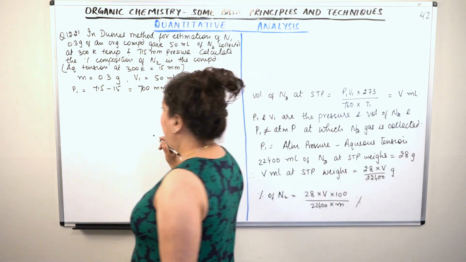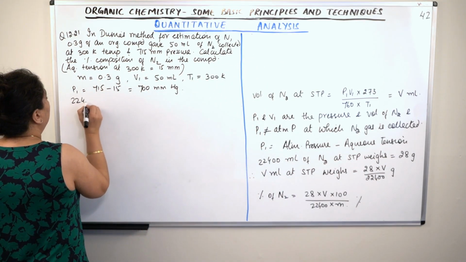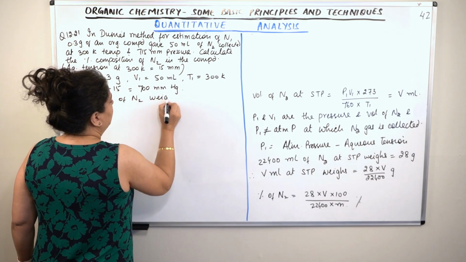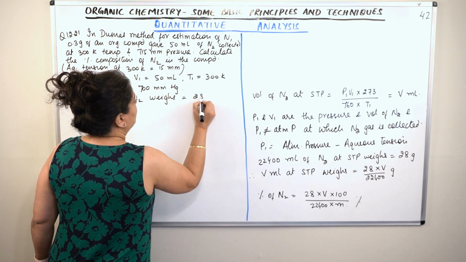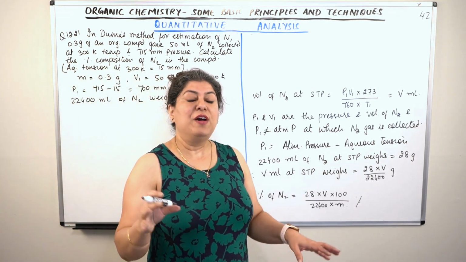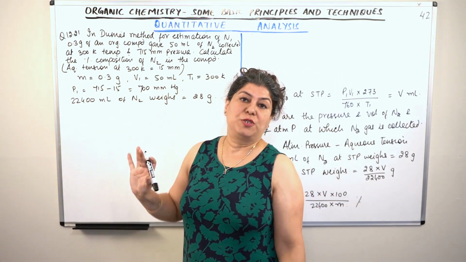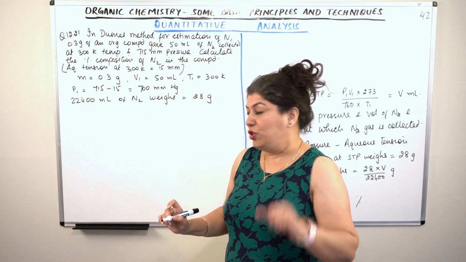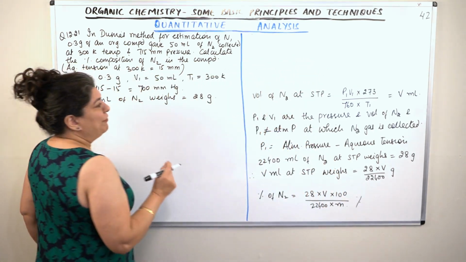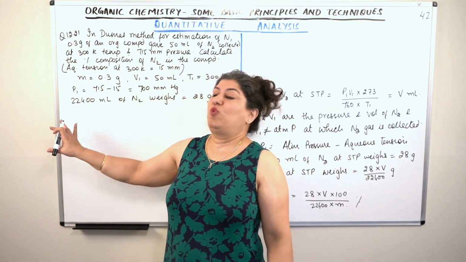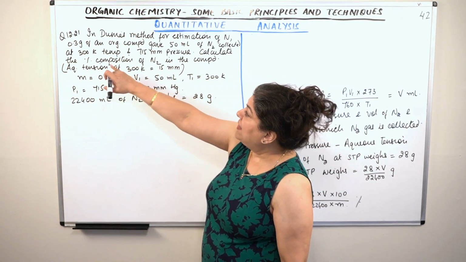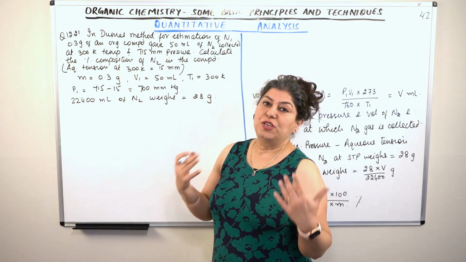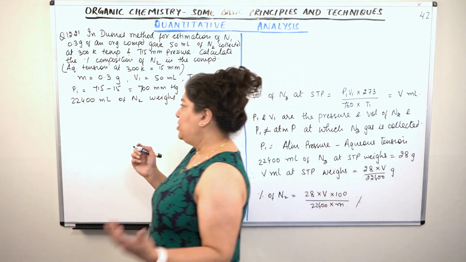What do we know? We know that 22400 milliliters of nitrogen weighs 28 grams. This is the information from which we are supposed to calculate the percentage composition of nitrogen in 0.3 grams of the compound. So what do we do first? We will find out the volume of the nitrogen at STP, because we have done this at 300 Kelvin, which is not standard temperature and pressure condition. So we need to first find out the volume at standard temperature and pressure.